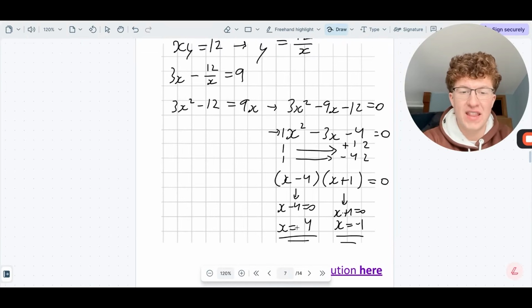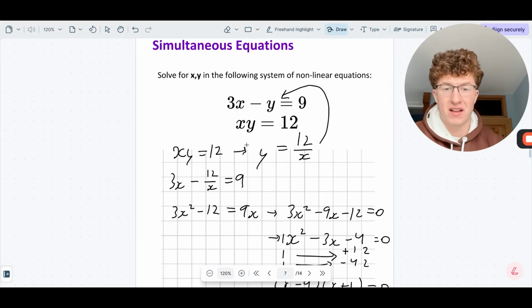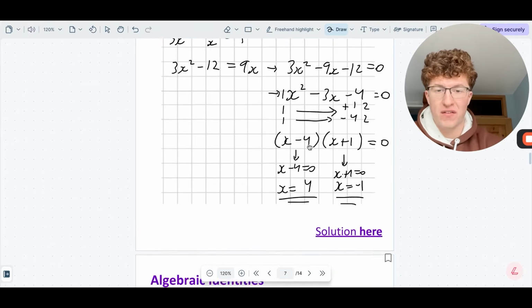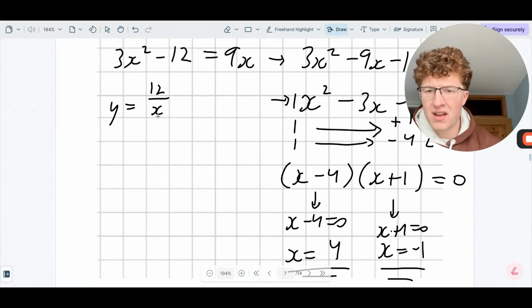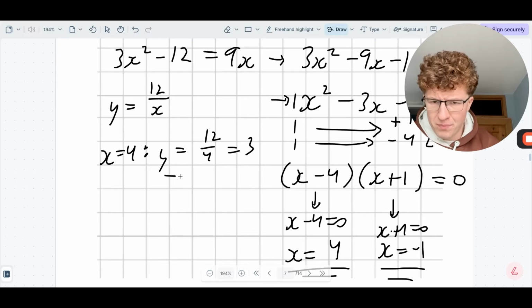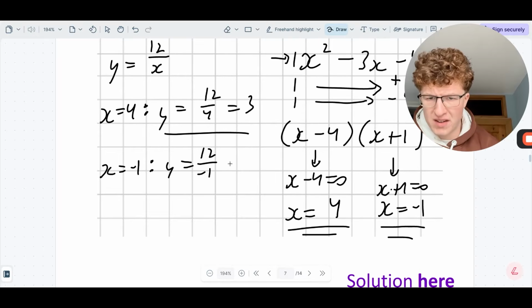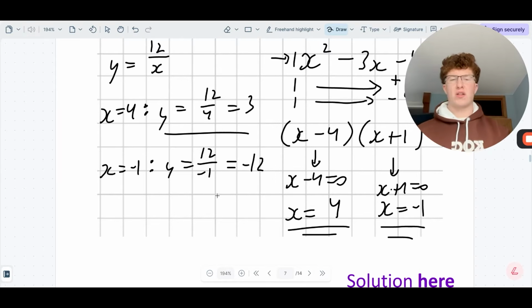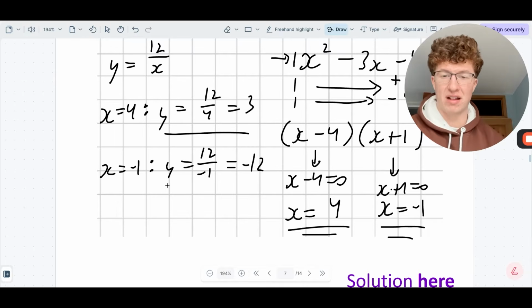So we need to fill in these x values back into the original equation. I'll fill them into this guy. So we have y is equal to 12 divided by x. We know that. So I'll write it again. y is equal to 12 divided by x. So if x is equal to 4, then y is equal to 12 divided by 4, which is 3. Boom. But if x is equal to minus 1, then we have y is equal to 12 divided by minus 1, which is just minus 12. Because 12 divided by 1 is just 12. Anything divided by 1 is just itself, but we have the minus sign as well now.